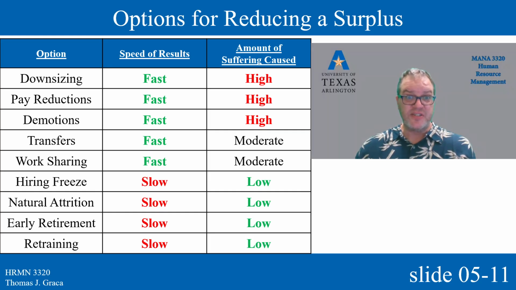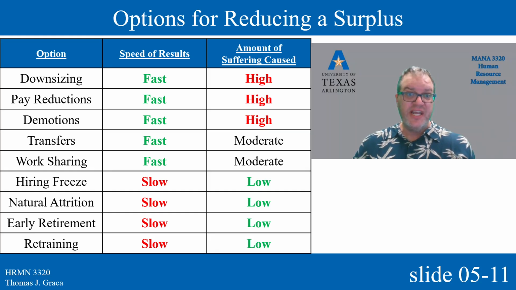Hiring freezes are slow because the effect on the firm's labor expenses we don't see until time has passed, right? Until we would have hired someone and they would have started working and we would have started paying for it. But the amount of suffering caused is very low, right? Because none of my current employees are getting laid off. None of my current employees are losing salary. And so the amount of suffering is low.